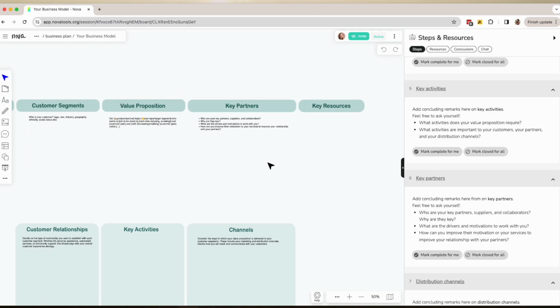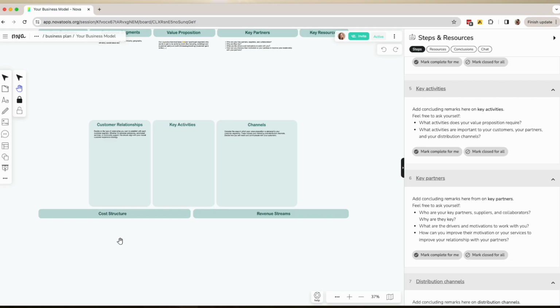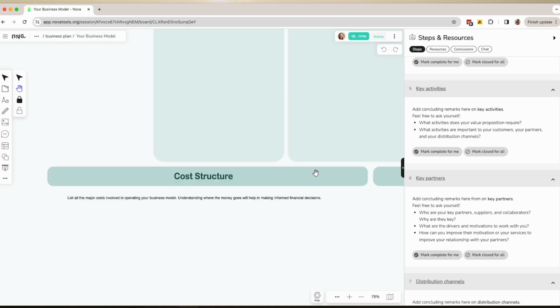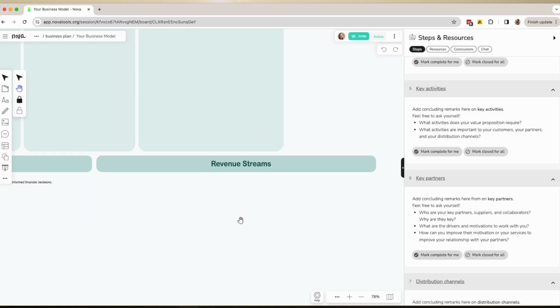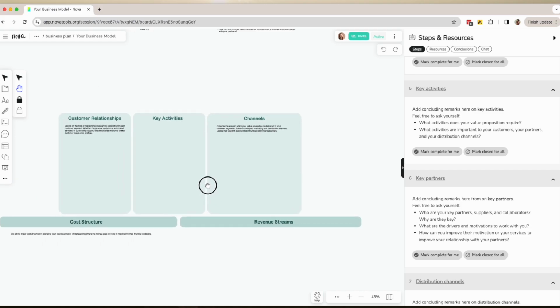Step 10. Define your cost structure. List all the major costs involved in operating your business model. Understanding where the money goes will help in making informed financial decisions.